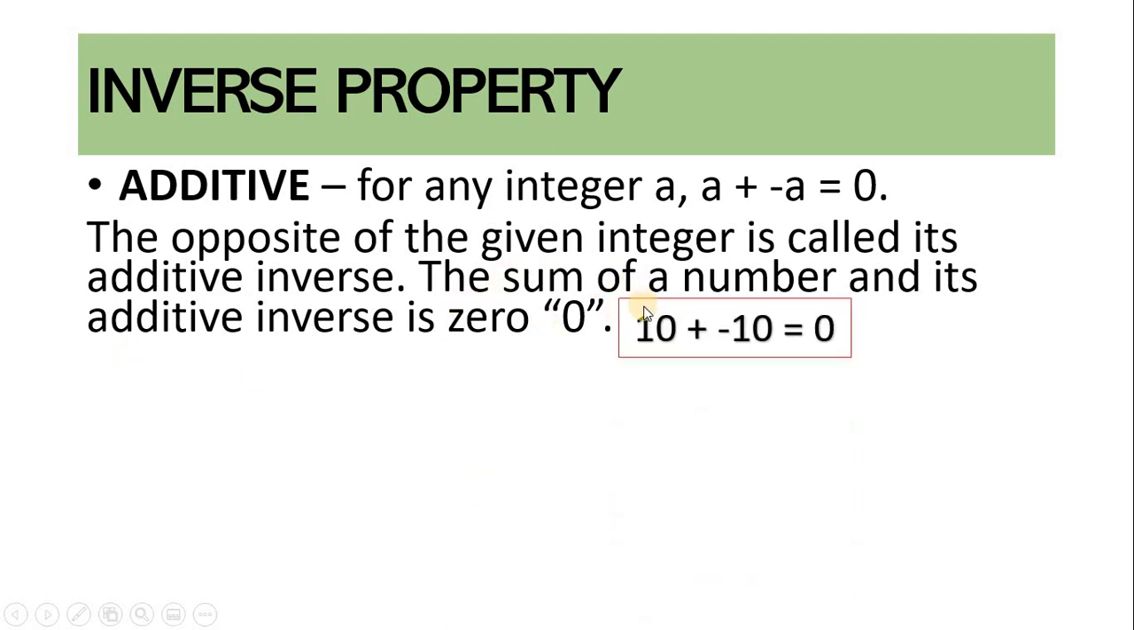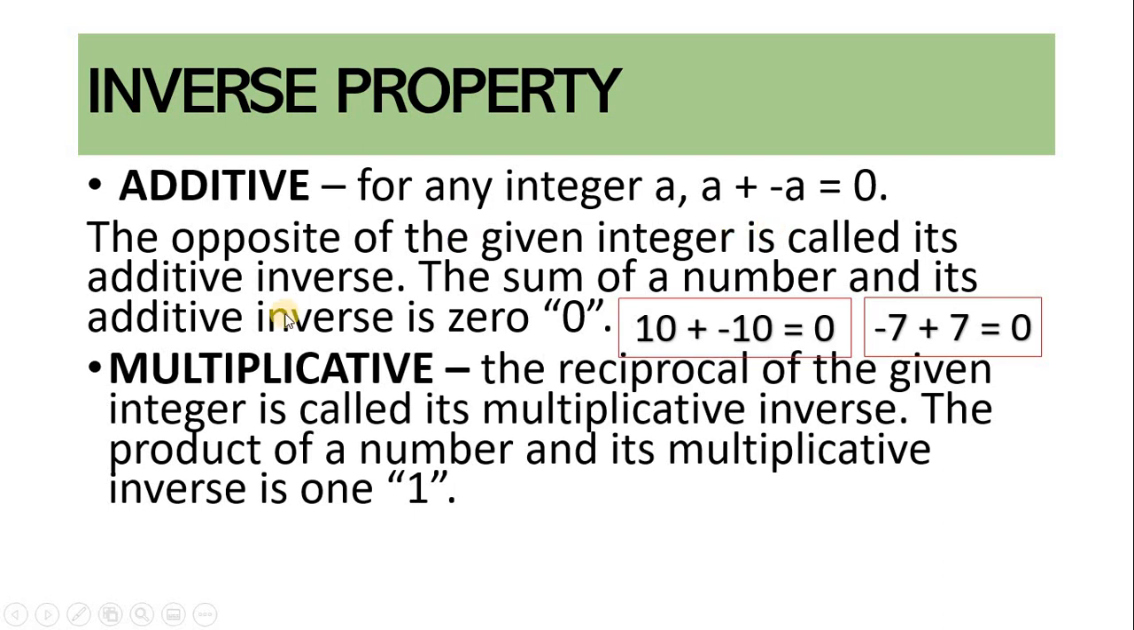For example, 10 plus negative 10 is equal to 0. Additive inverse sila. Diba? Same number pero magkaiba ng sign. But when we get the sum is 0. Another, we have negative 7 plus 7 is still equal to 0. So, yan yung additive inverse.